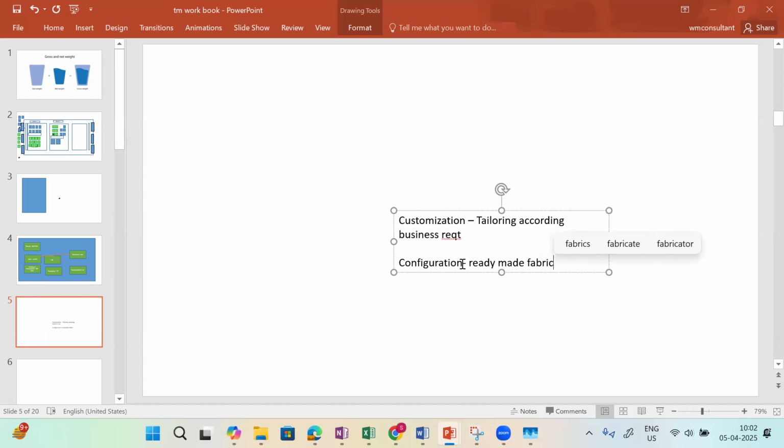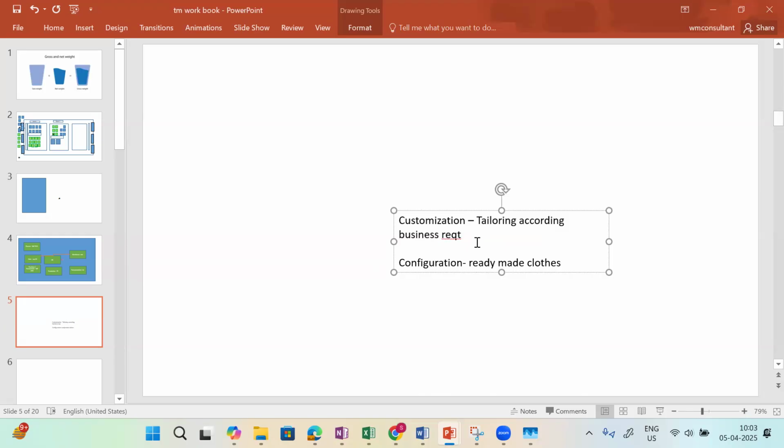If you buy something which is a very good fit for you, like ready-made clothes, then it is the configuration. Configuration is what is given by SAP, like ready-made clothes which fit me very well. Then that is the configuration, while customization is something tailored according to the business requirement.